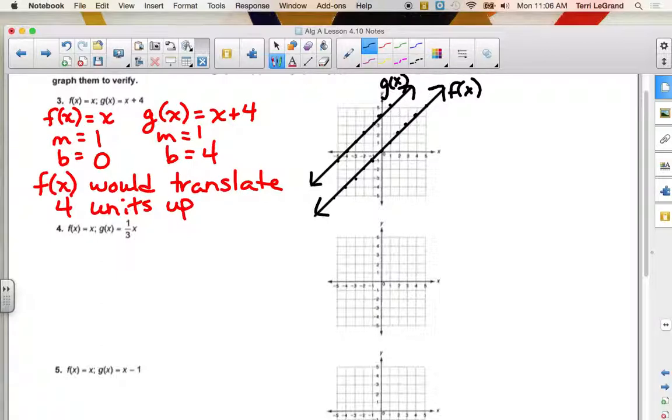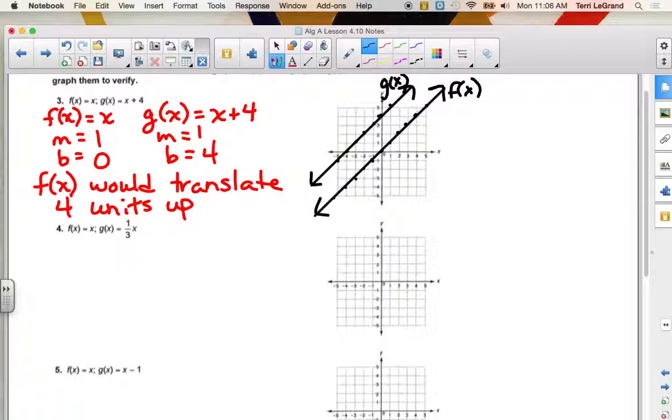And remember, we're graphing to verify our conclusion that we said f of x would translate 4 units up. So after we have graphed it, do we feel good about the type of transformation we described? Yes? You are done? You're feeling like we described it well? Did the steepness of the lines change at all? Do they have the same steepness? They have the same steepness, don't they? In other words, they're parallel to each other.